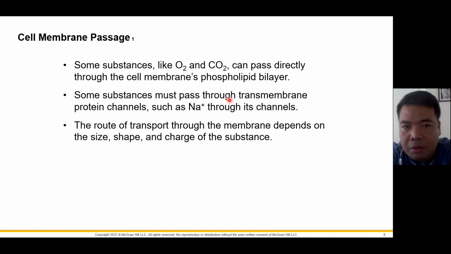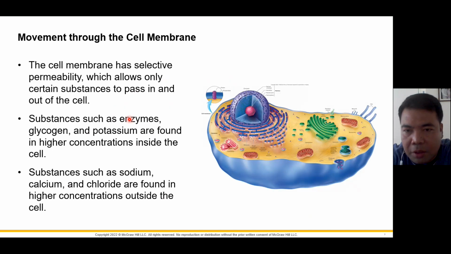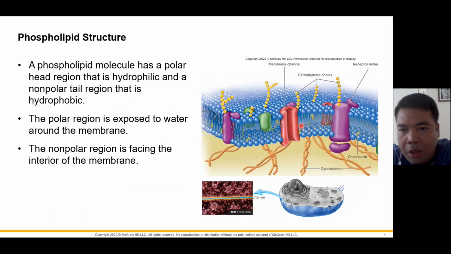Other substances must pass through transmembrane protein channels, such as sodium through its channels. That is why if you look at the cell membrane, interspersed through this lipid bilayer, ito yung nakita niyo. Itong kulay red na to is an example of a membrane channel. And this membrane channel is like an open doorway, which will allow substances to pass through in and out of the cell.